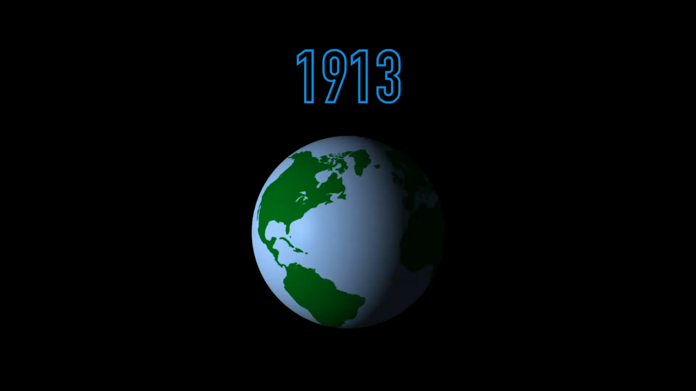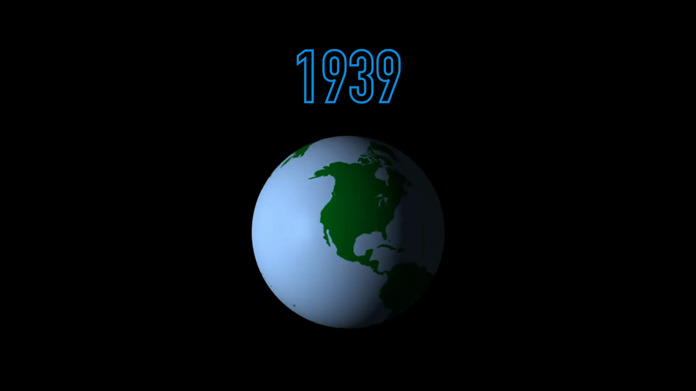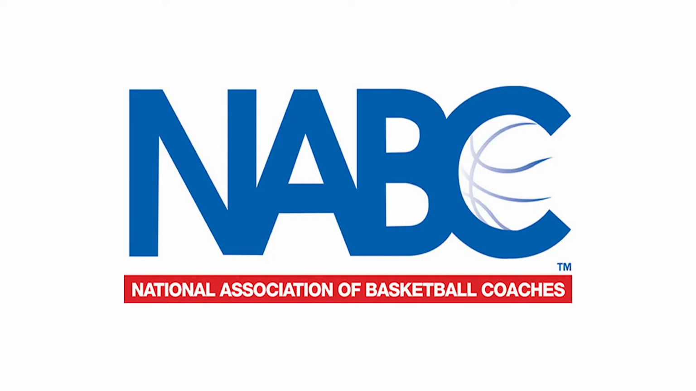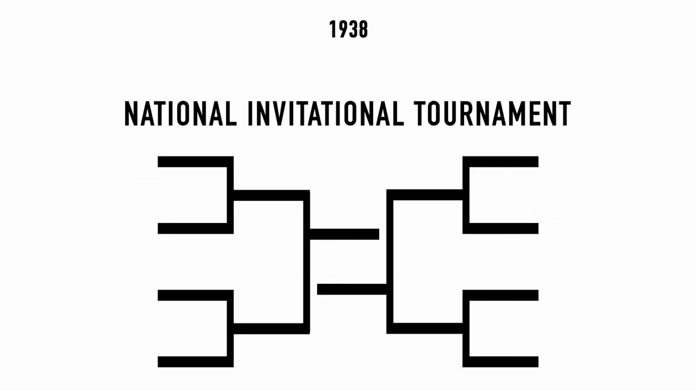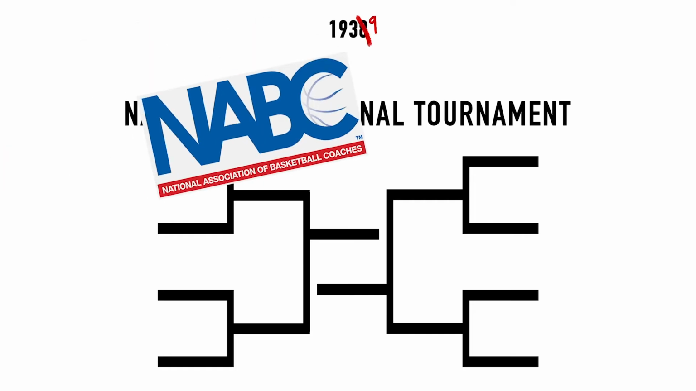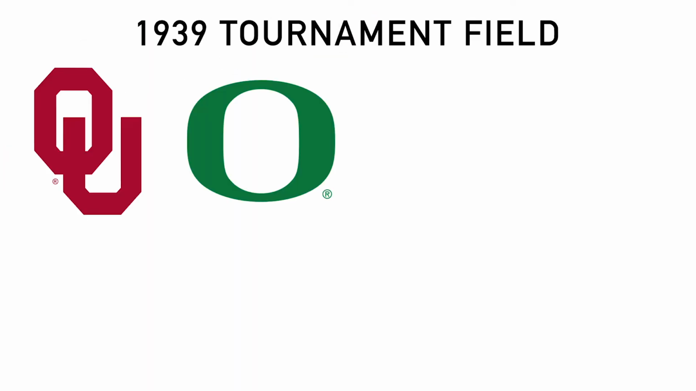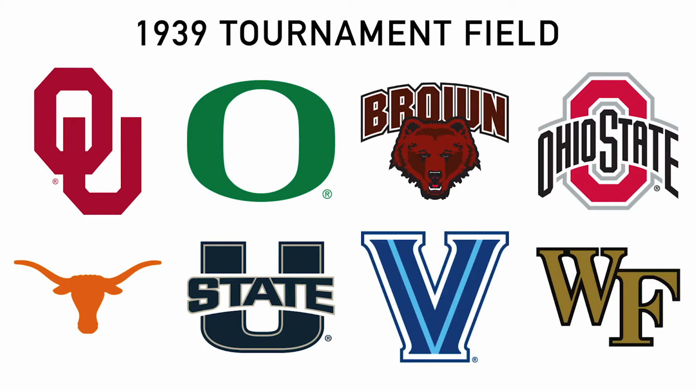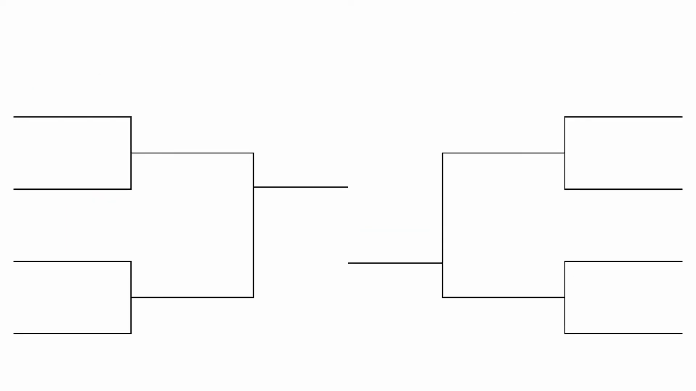Now let's jump forward a few years, to 1939. After seeing the inaugural National Invitational Tournament crowned a college basketball champion in 1938, Ohio State coach Harold Olson urged the National Association of Basketball Coaches to follow suit and establish a postseason tournament of its own. 8 teams accepted invitations from the NABC that year. And what better way to take those 8 teams and get one champion than a single elimination tournament?